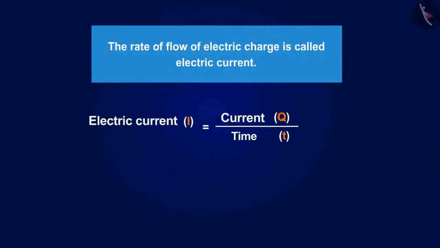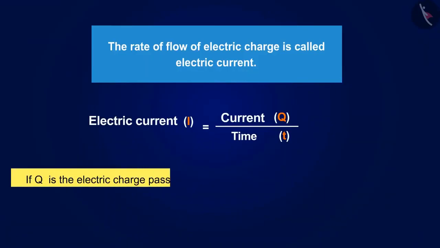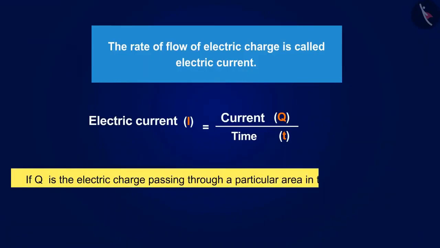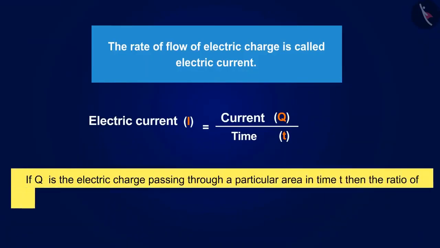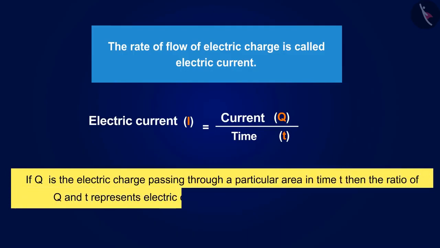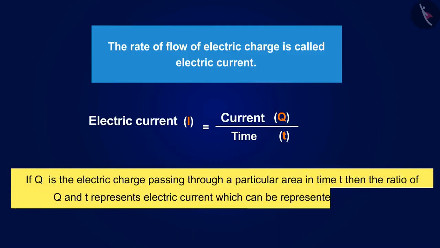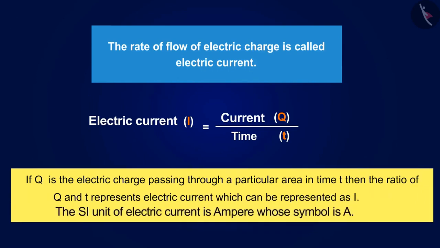The rate of flow of electric charge is called electric current. If Q is the electric charge passing through a particular area in time t, then the ratio of Q and t represents electric current, which can be represented as I. The SI unit of electric current is the ampere, whose symbol is A.